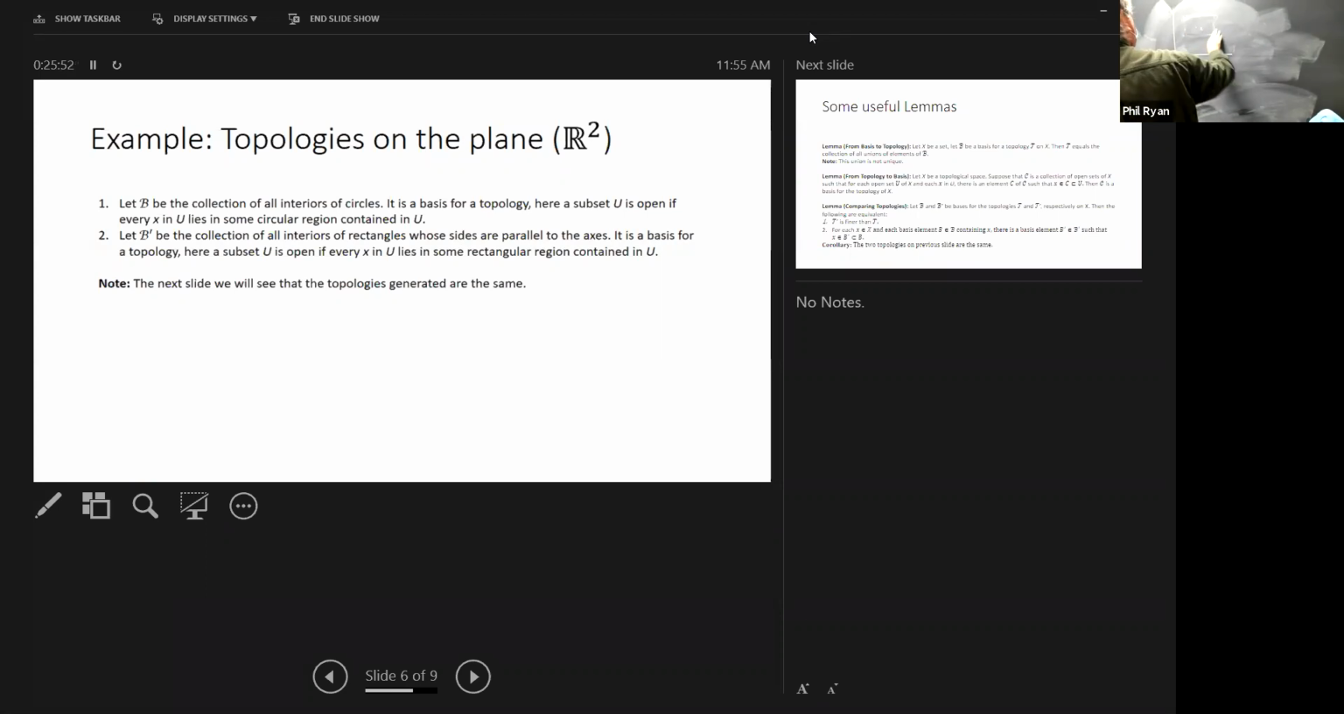What's the second requirement? The second requirement is if it lies within two basis elements, then there is a third basis element that lies within the intersection. Actually, this one is easier than the previous one, right? Because the sides are parallel, the intersection is actually a rectangle. Here's B3. And so the intersection is either going to be empty or it's going to be a rectangle, and if it's a rectangle, then it's a basis element.